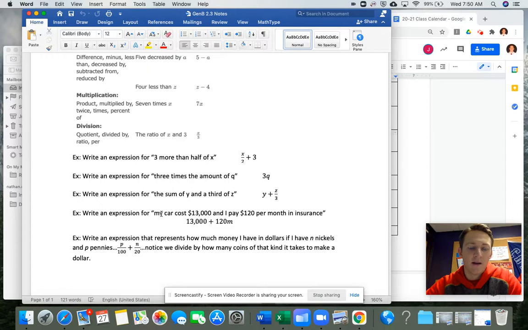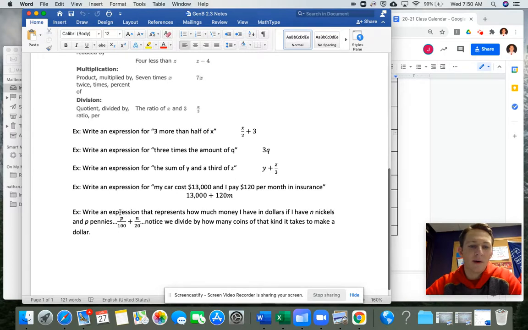And lastly, we have my car costs 13 grand and I pay 120 per month in insurance. So if we were to write an expression for this, we have to pay $13,000. And then for every month that we have the car, we have to pay an additional $120.